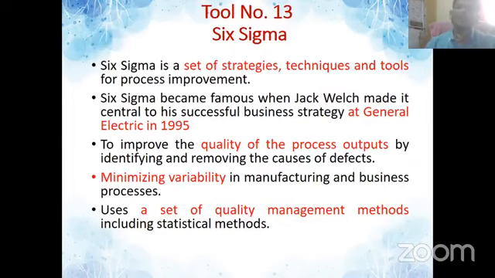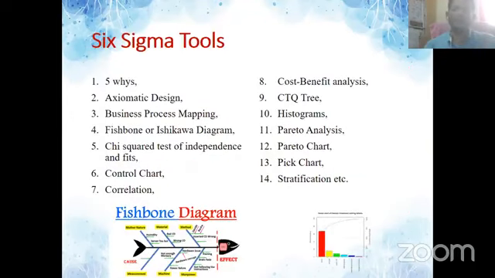Then tool number 13, Six Sigma. It is a quality tool, but lean manufacturing also takes the help of Six Sigma. It is a set of strategies, techniques, and tools for process improvement. It improves the quality of the process output by identifying and removing the faults and defects. So it is a quality management method. There are different Six Sigma tools like 5S, axiomatic design, business process, fishbone, control chart, correlations, Pareto chart, fit chart. Some of these tools we use in lean manufacturing.